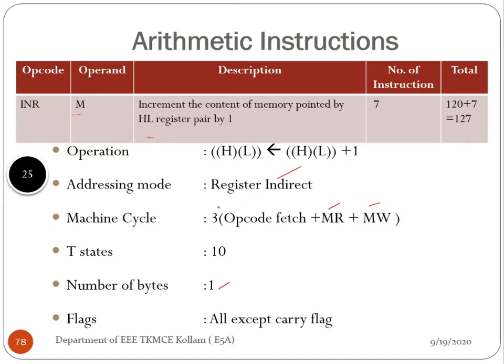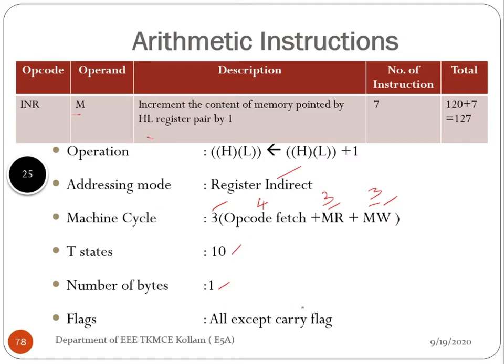So in order to complete the execution of this instruction, it requires 3 machine cycles. One is opcode fetch, taking the opcode of the instruction which is saved in memory into the MPU. Then we need to take this M, that is the content of memory pointed by HL pair, into the MPU, that is memory read. Then we need to add 1 to that content. After that we need to save the result into the memory location pointed by HL pair. That operation is memory write. So for opcode fetch 4 T states, memory read 3 T states and memory write 3 T states. Total T states for execution of this instruction is 10.